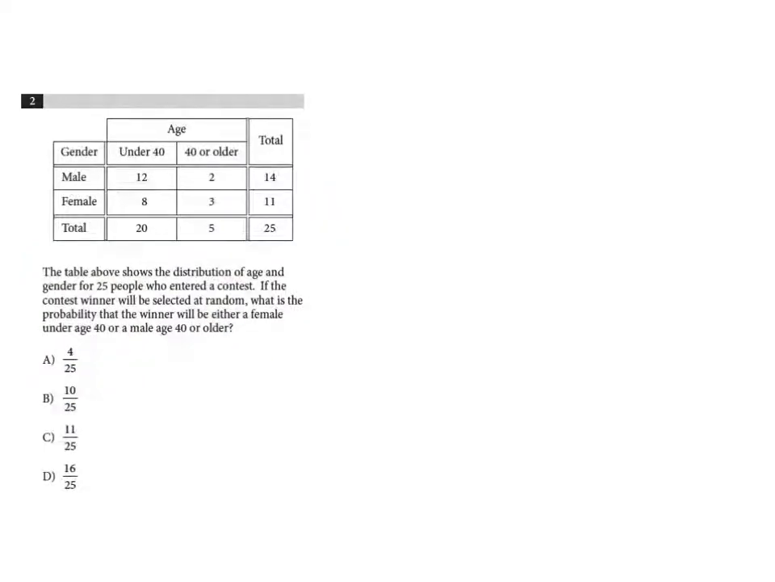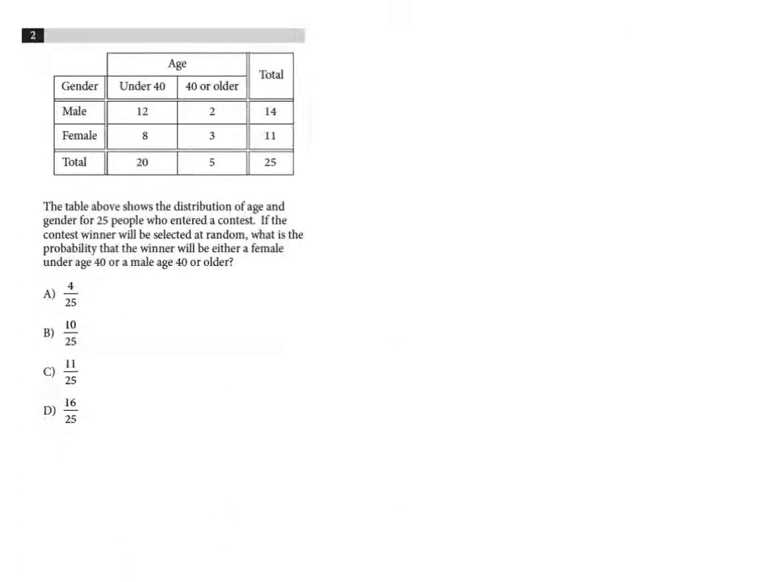Okay, 2. The table above shows the distribution of age and gender for 25 people who entered a contest. If the contest winner will be selected at random, what is the probability that the winner will be either a female under age 40 or a male age 40 or older?